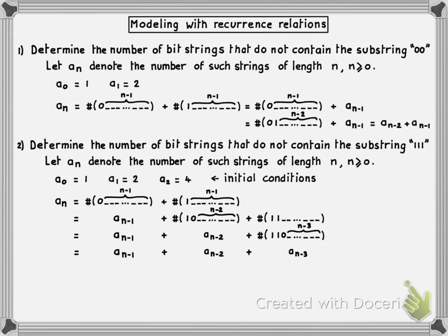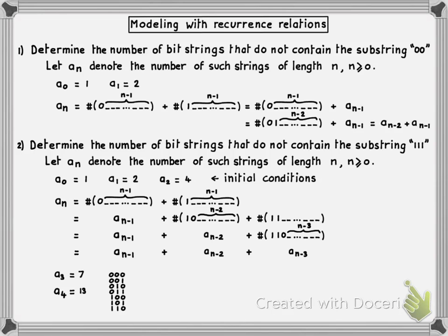Now that we have this recurrence relation, we can easily compute the value of the next few terms. So for example, A sub 3 is 7, because 7 is equal to 4 plus 2 plus 1. Now in this case, we can check our work because how many strings of length 3 are there? There are 8 of them, and only one of them contains 1, 1, 1. So here are the 7 strings that satisfy our constraint. Now how about A sub 4? Well, A sub 4 is simply 7 plus 4 plus 2, that's 13.